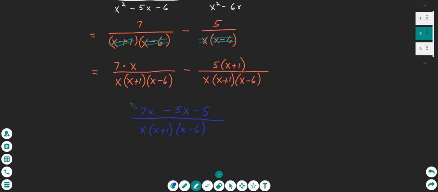All right, so there we go. That'll be my solution. So I kind of expanded the top. It was pretty easy to do. The bottom, well, I have kind of some FOIL I could do here, but then I'd have to multiply an x through it. It's kind of messy. I'm just going to leave it the way it is. So there we go. That would be my final answer.